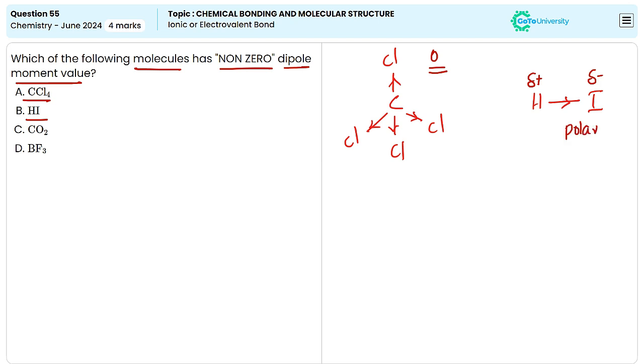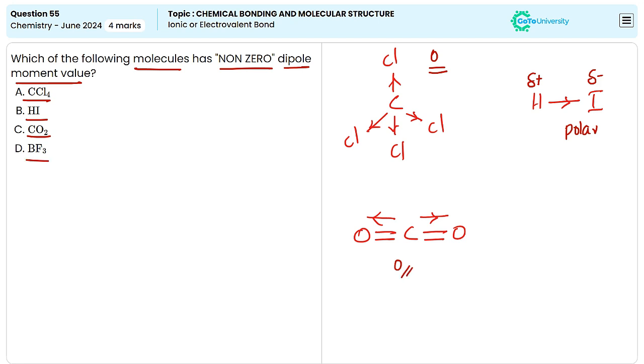The third one is carbon dioxide. It has a linear geometry. Here, oxygen is more electronegative than carbon and these dipole moments are equal but in opposite directions. So the total dipole moment value is 0 in the case of carbon dioxide.